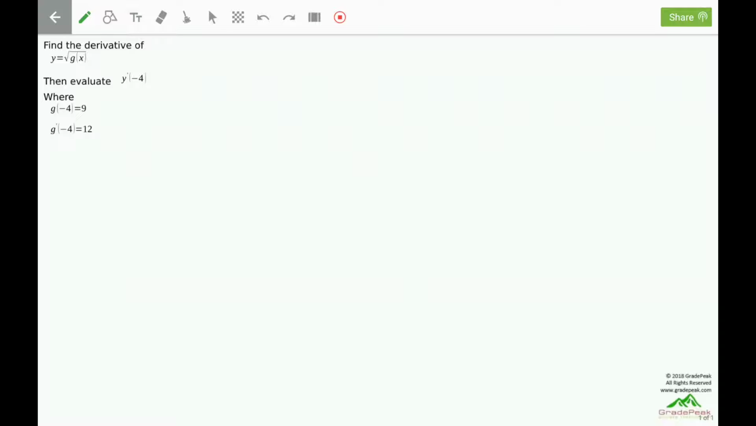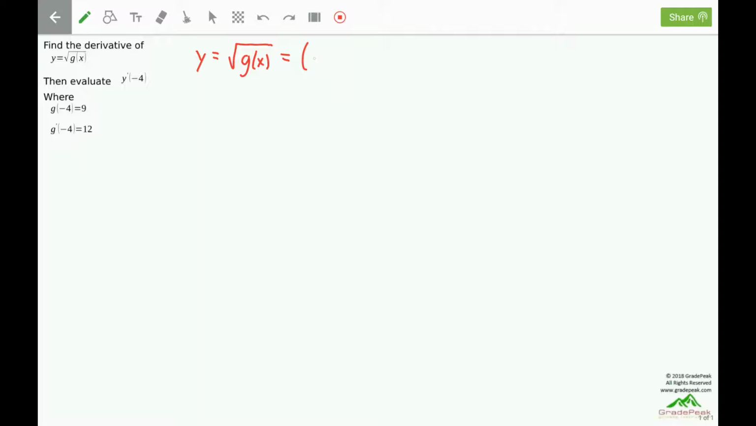Find the derivative of y equals the square root of g of x, then evaluate y prime of negative 4, where g of negative 4 is 9 and g prime of negative 4 is 12. Y here is the composition of two functions, the square root of g of x. G of x is unknown.